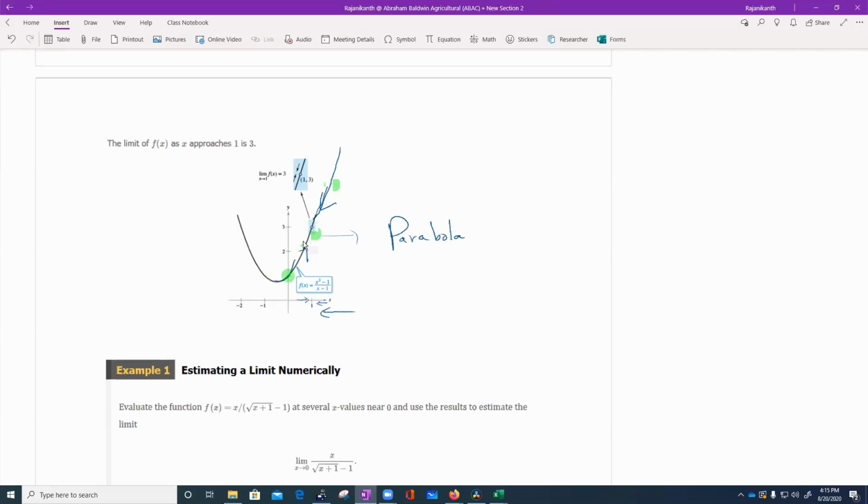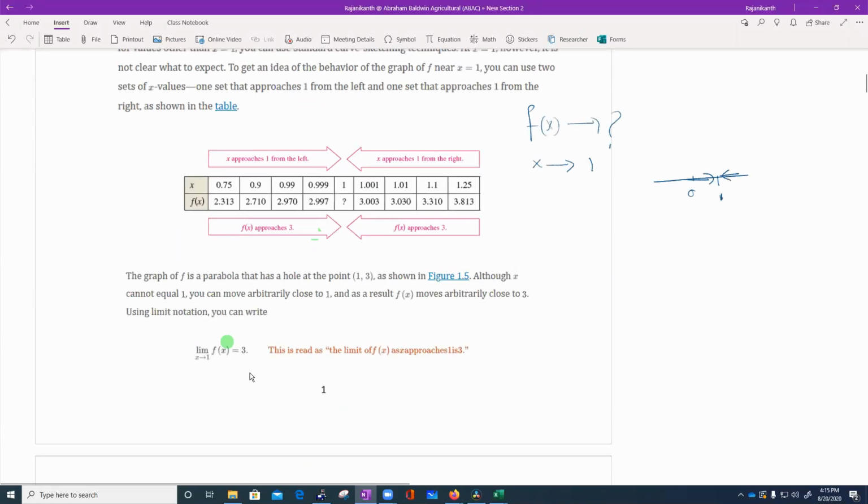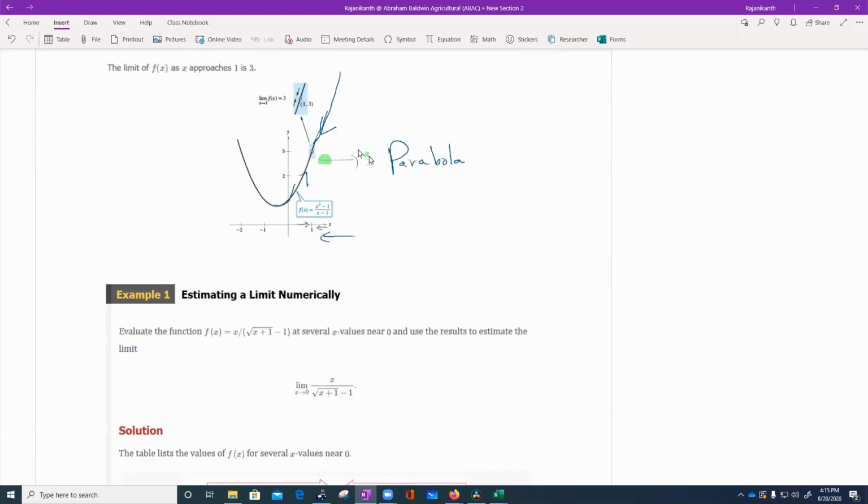If you have different values in both directions, that means there's no limit. Okay, you should have a common value in both directions, the same value. So this makes sense. Yes, the function is getting 3 if x approaches 1. That is why we got that answer earlier, right? Numerically and graphically having the same answer. That makes sense? Yes. That's very good.